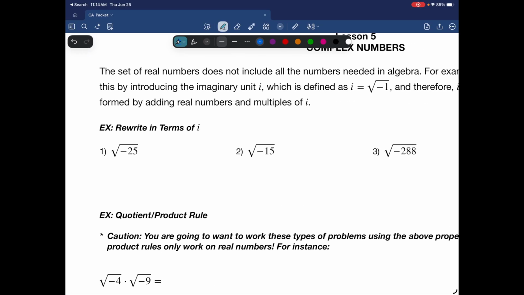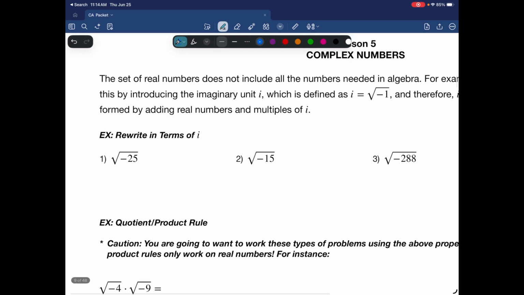So in order to actually apply this, let's start by rewriting some of these. We know that we can't take the square root of negative 25 as is. But if we do what we did before and separate this as the square root of negative 1 and the square root of 25, then with this new rule of i, I can do this. The square root of negative 1 is i, the square root of 25 is 5. So 5i would be my answer.